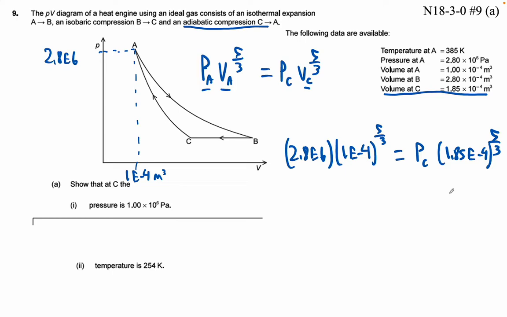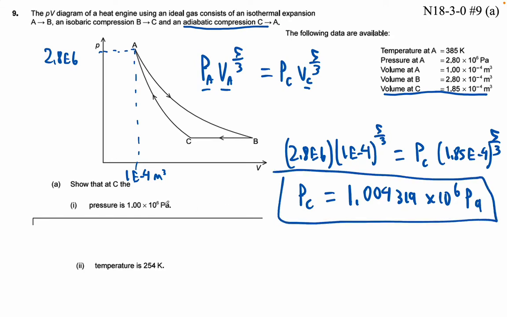Okay. So 2.8 times 1 raised to the 5 divided by 3, divided by 1.85. Notice I'm not typing in all this scientific notation because this one's going to cancel, and 5 divided by 3. Okay. And I get that the pressure at C is 1.004319 times 10 to the 6th pascals. I think I did it.